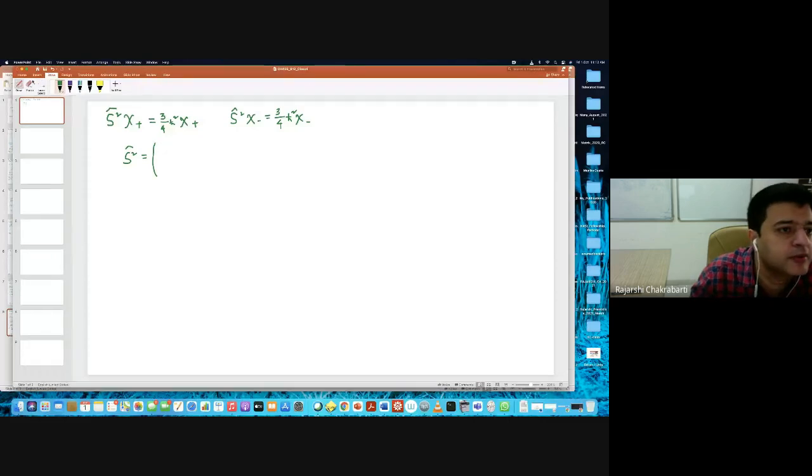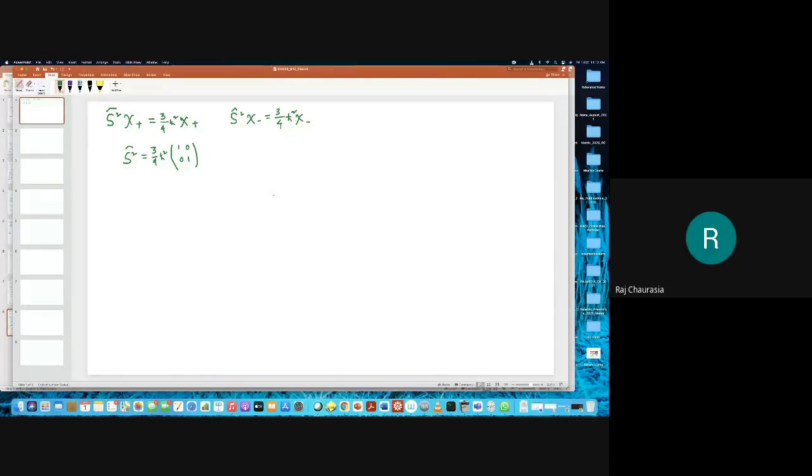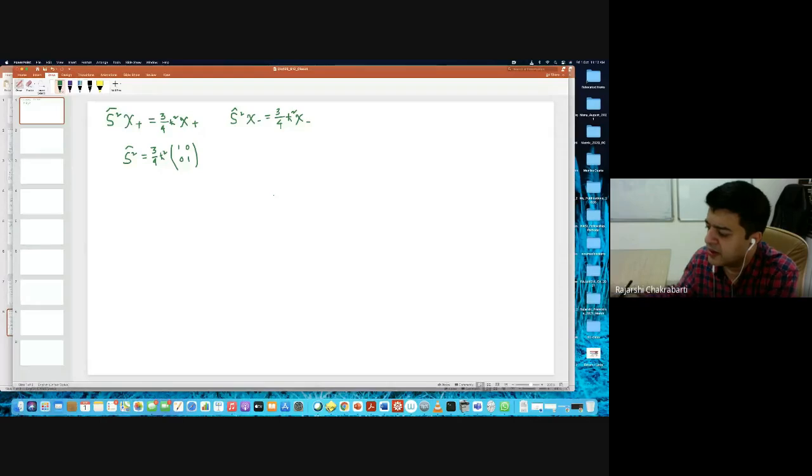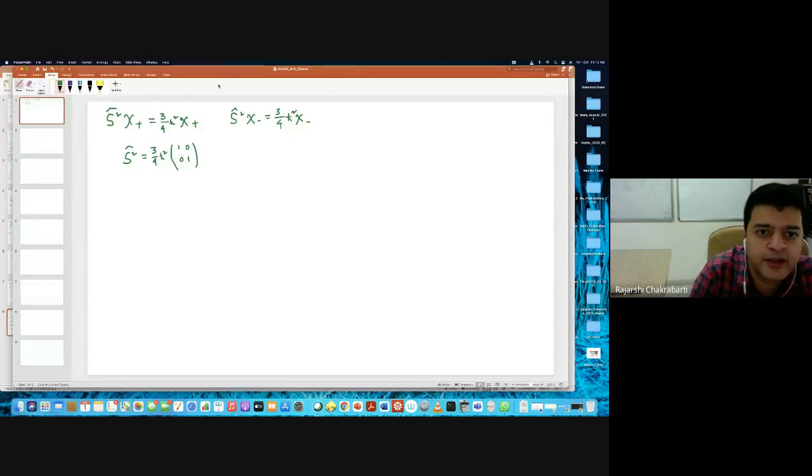Okay, let me write the prefactor. S square is given by 3 by 4 h cross square, a diagonal matrix 1, 0, 0, 1. Okay, I think we stopped there, isn't it? Yes, sir. So we stopped there, and so let us do it for this operator S plus.